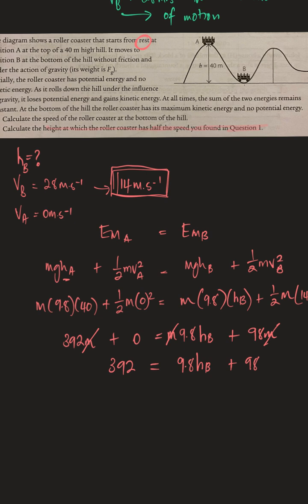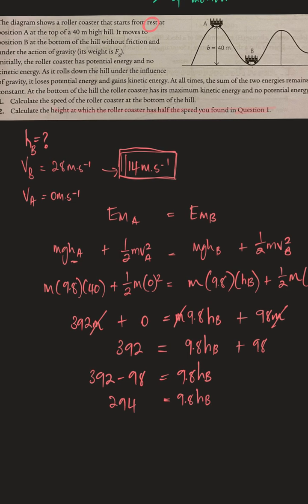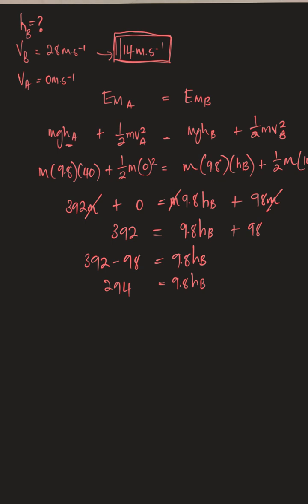So what's going to happen is I'm going to take the 98 to the other side. And I'm going to have 392 minus 98 is equal to 9.8 HB. 392 minus 98 is going to give me 294 is equal to 9.8 HB. Then essentially, I want to get HB by itself. So I'm going to divide both sides by 9.8. And then I'm going to have HB, which is equal to 30 meters.